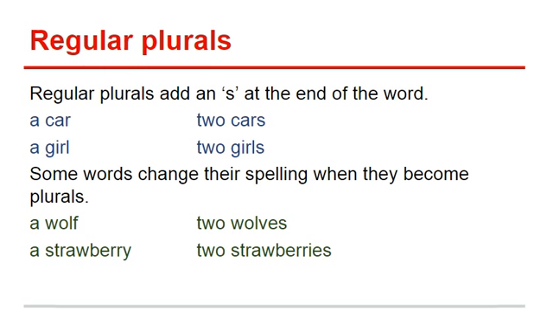Plurals. Regular plurals. Regular plurals add an S at the end of the word. For example, a car, 2 cars. A girl, 2 girls. Some words change their spelling when they become plurals. For example, a wolf, 2 wolves. A strawberry, 2 strawberries.